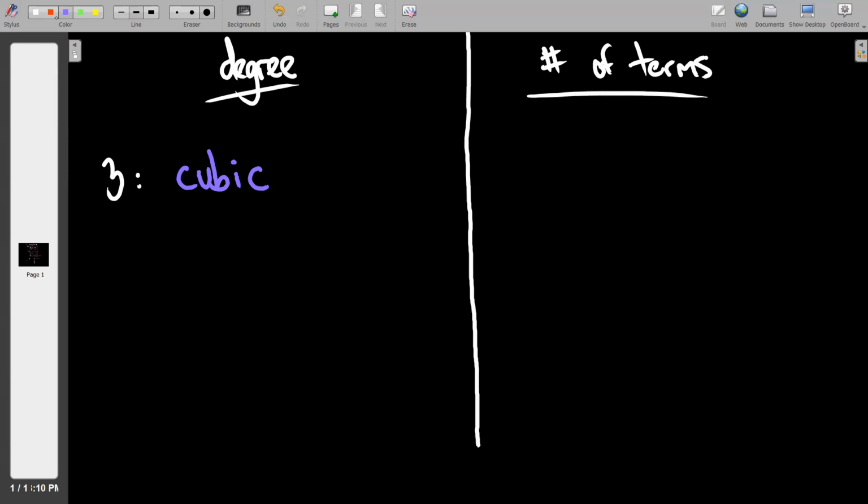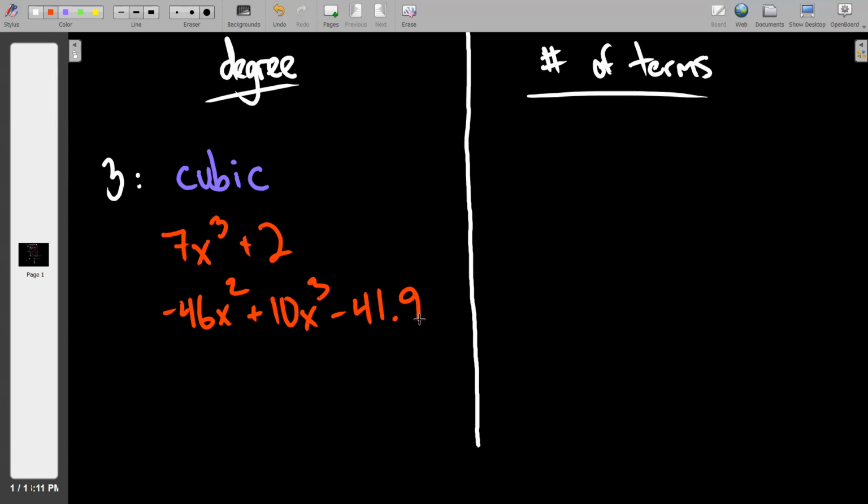Could someone give me an example of a cubic polynomial? 7x cubed plus 2. That's a cubic because I spy an x with a power of 3. That's the highest power of x that I see. How about negative 46x squared plus 10x cubed minus 41.9? Is that a cubic? Yes.